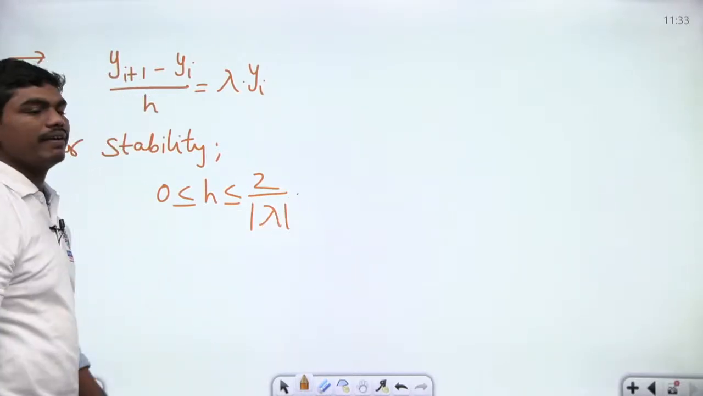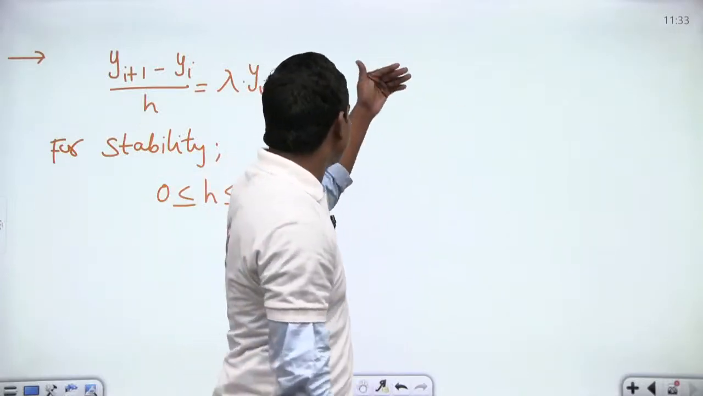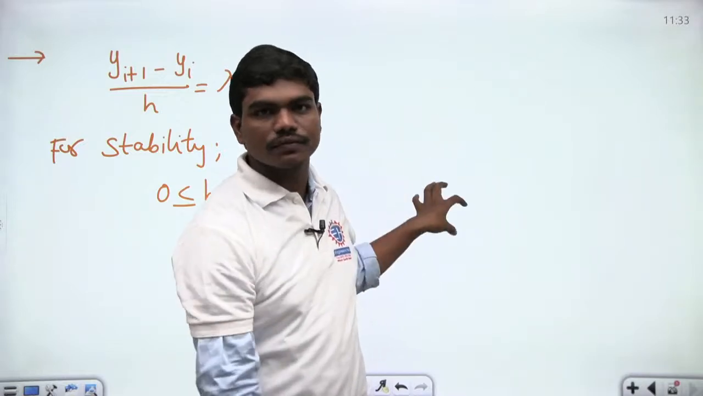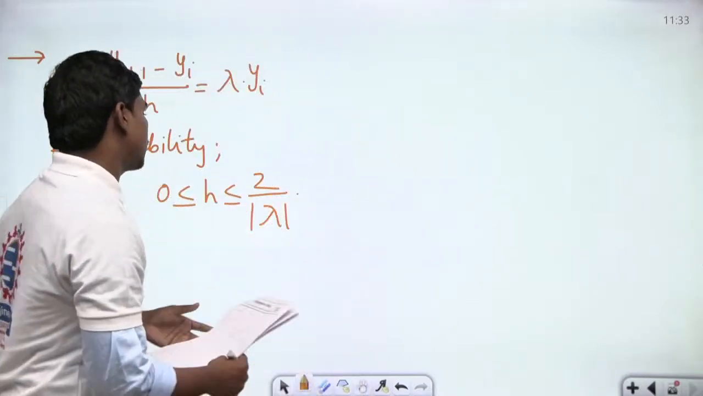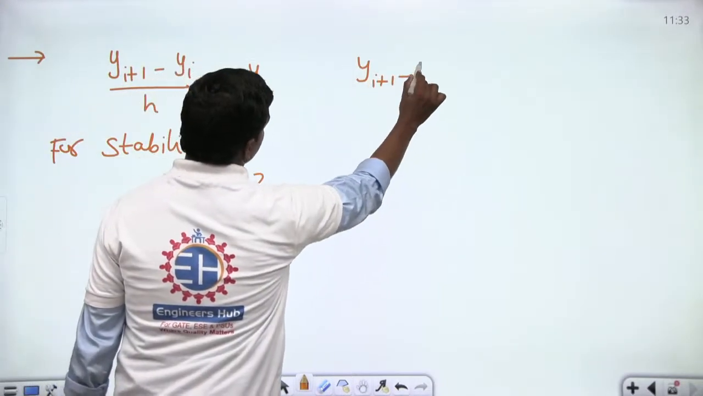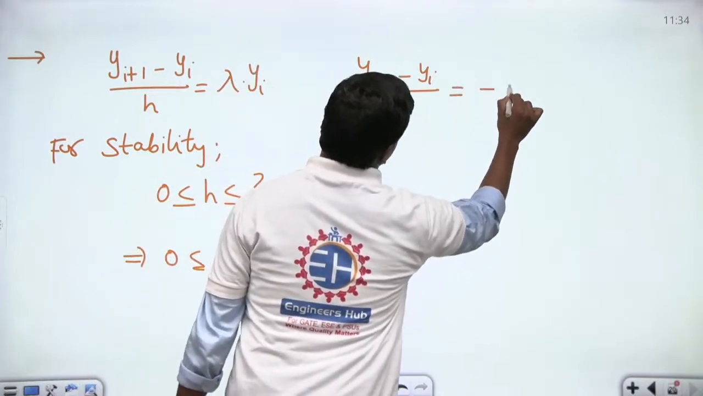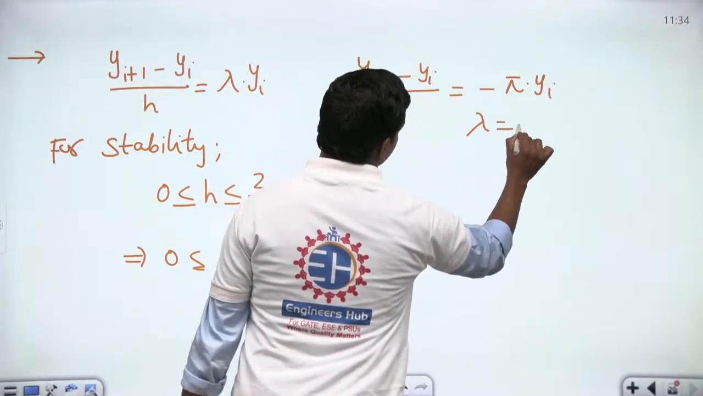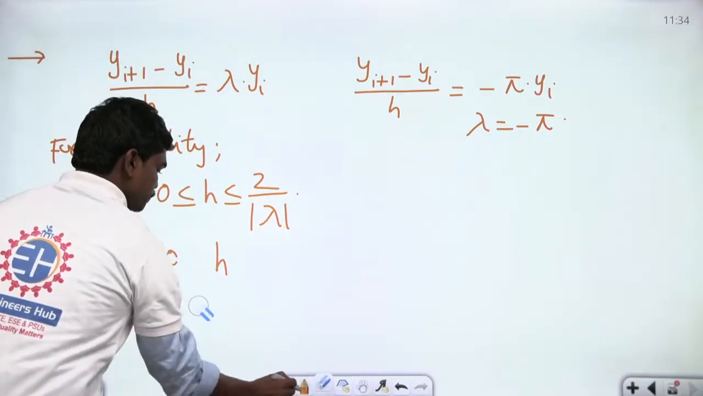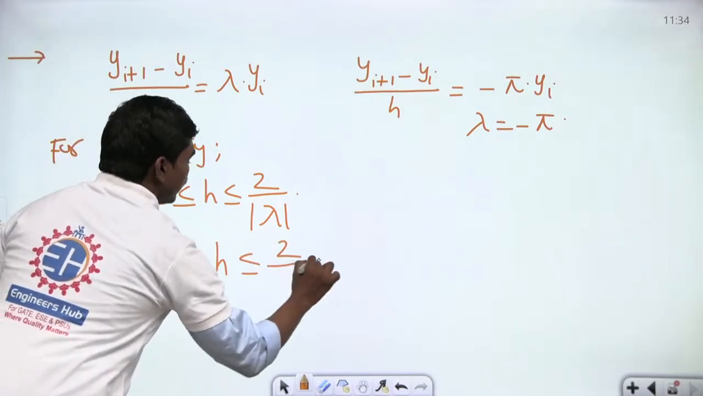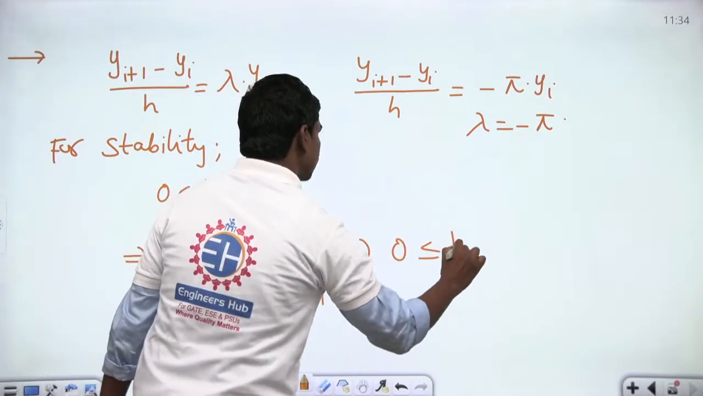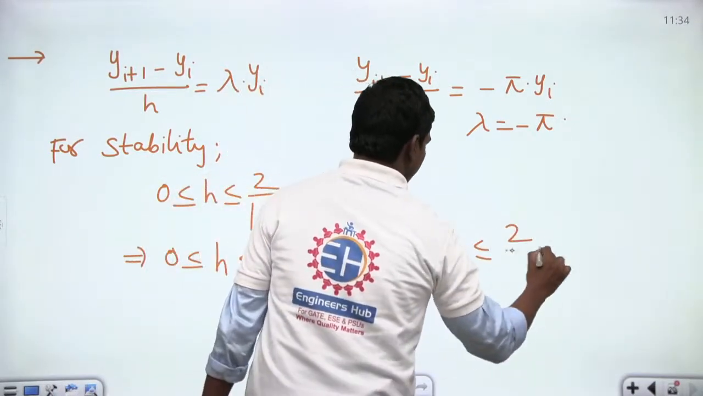Correct? If you check the PYQ series, this question we have discussed, of course for a different differential equation. But in the comprehensive series, I have given you this condition for the stability of the forward Euler scheme. Here, the differential equation given is (y_{i+1} minus y_i) divided by h is equal to minus pi times y_i. So the lambda value is minus pi. For stability, 0 less than or equal to h less than or equal to 2 by modulus of lambda, which is modulus of minus pi. So the step size limit is 0 less than or equal to h less than or equal to 2 by pi.